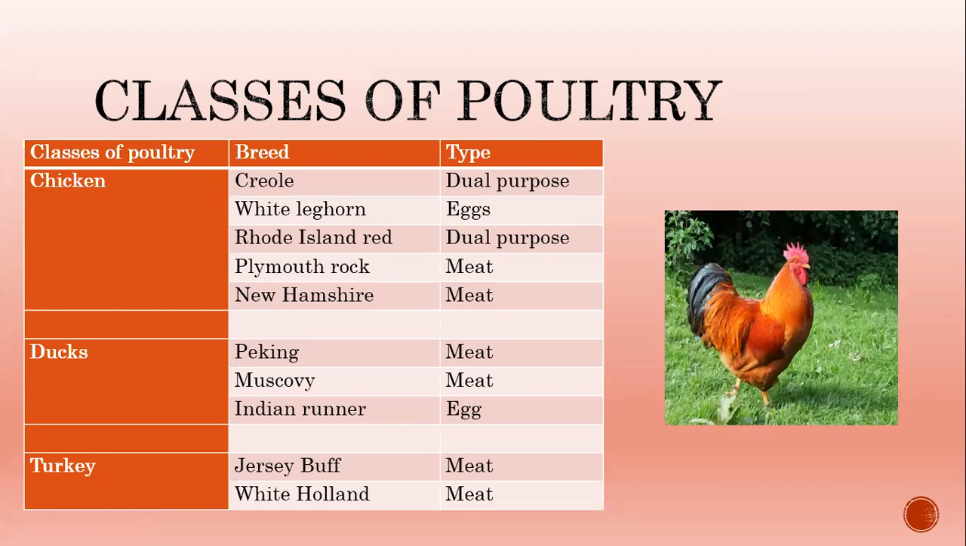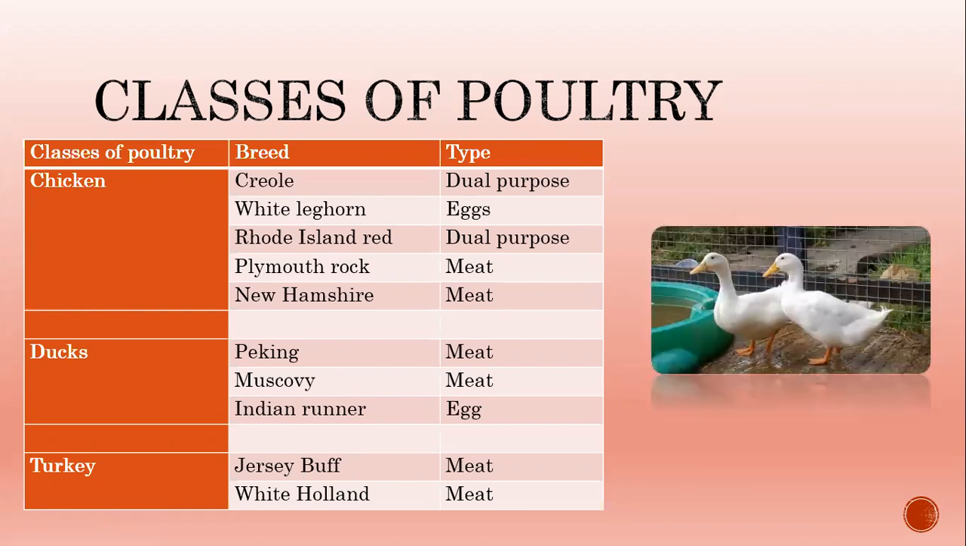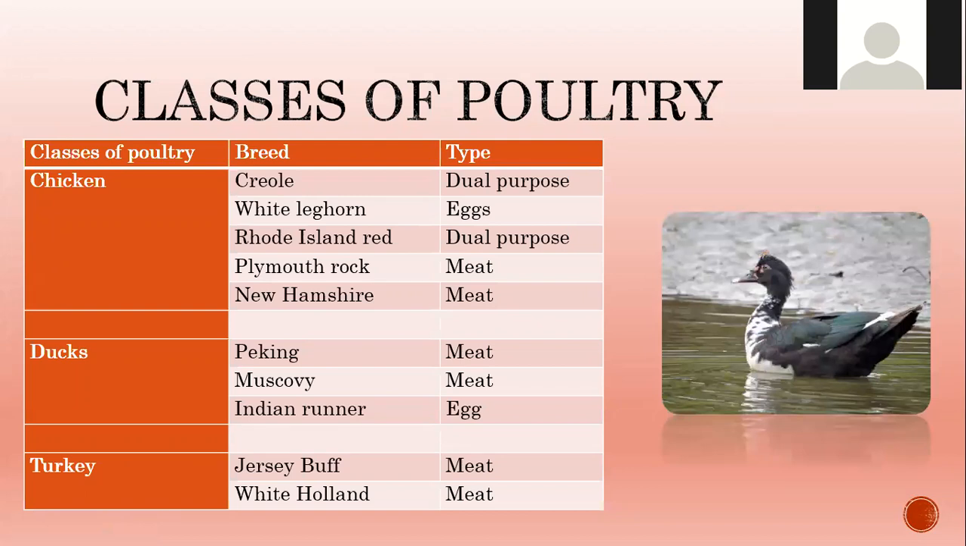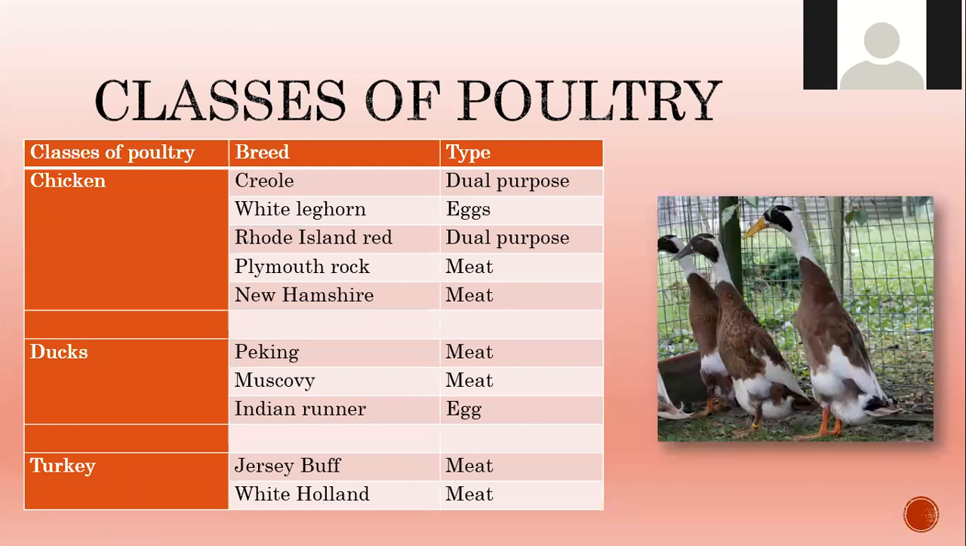For the ducks, we have three main breeds of duck that we have in Guyana. We have the Peking duck, and these are the Peking duck. They are white in color, and they are reared mainly for their meat. Then we have the Muscovy, and this is what the Muscovy will look like. They're reared for their meat. And then we have the Indian Runner, and these are mainly reared for their eggs.